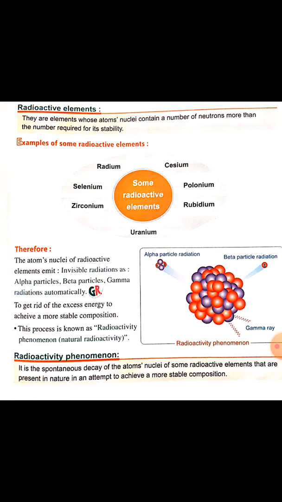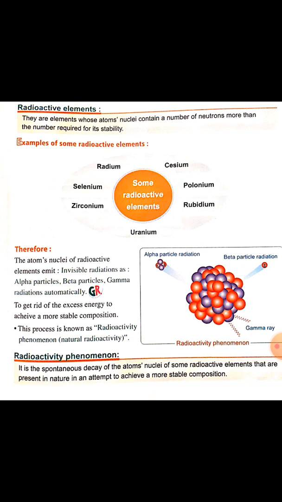So what are these elements called? Radioactive elements. They are unstable elements, unlike the rest of the elements in the modern periodic table. So radioactive elements are elements whose atomic nuclei contain a number of neutrons more than the number required for stability, like radium, selenium, zirconium, uranium, rubidium, polonium, and cesium.